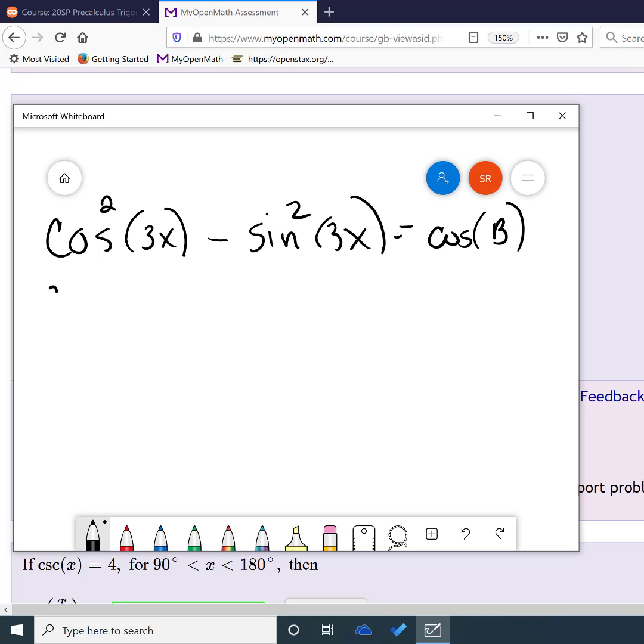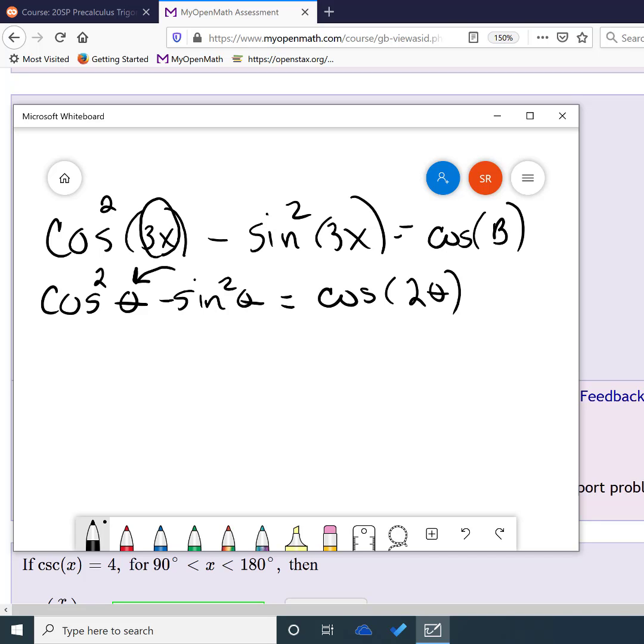So on your cheat sheet that I gave you, and you need to make sure that you have that, because remember, you actually do get to use it, it gives you this formula. So this is the part that's inside parentheses, which relates to theta. And in this formula, it's saying that this subtraction is actually equal to 2 times theta. So 2 times the 3x would be 6x, which means that that's what b is equal to.